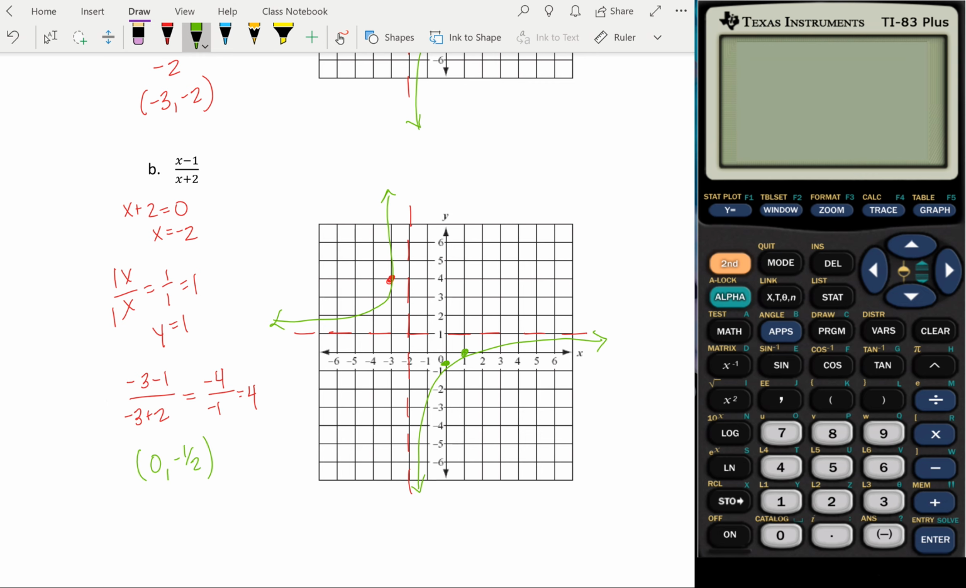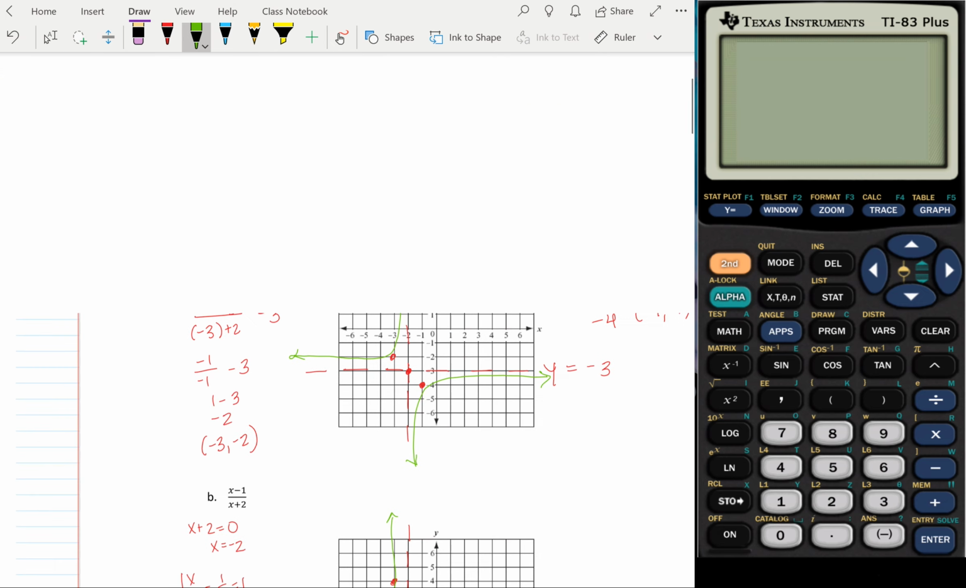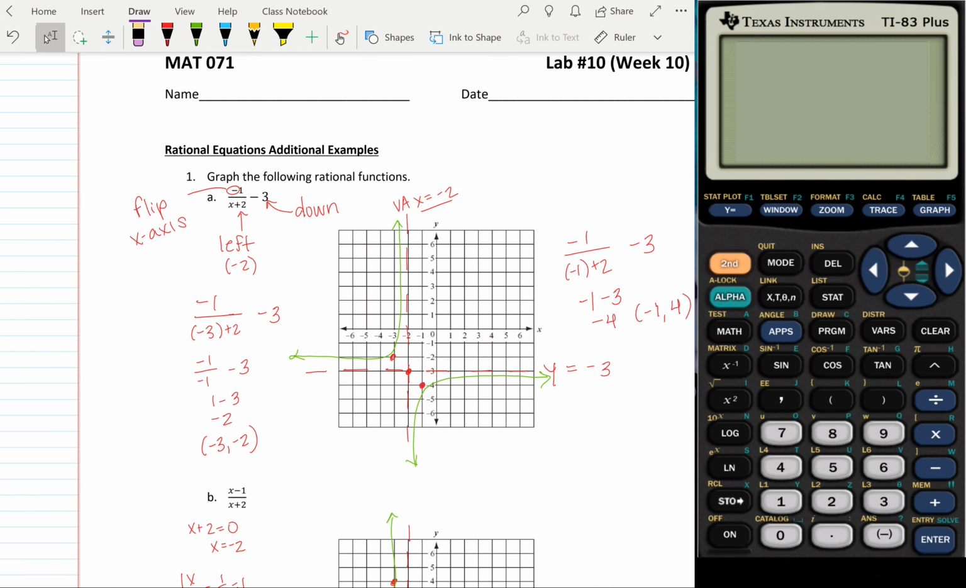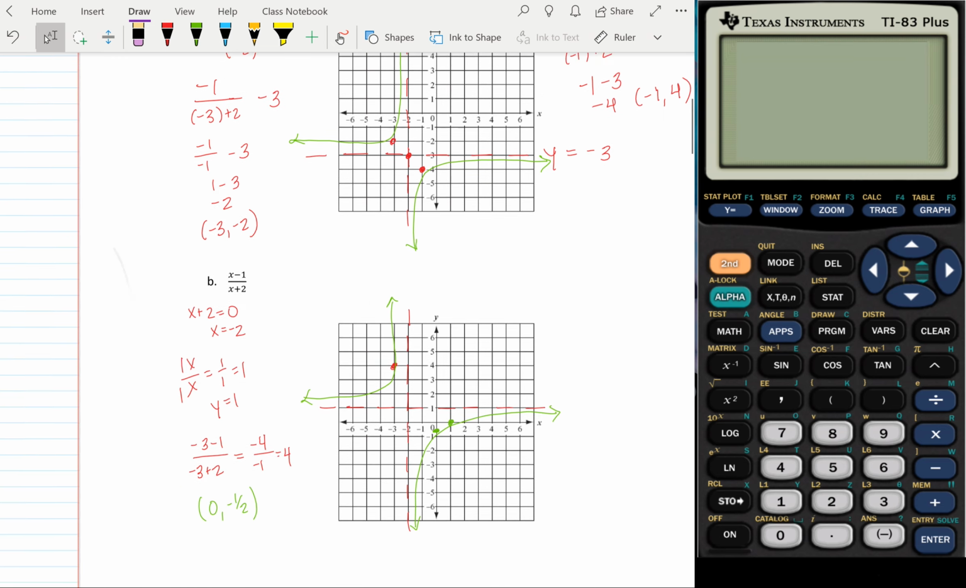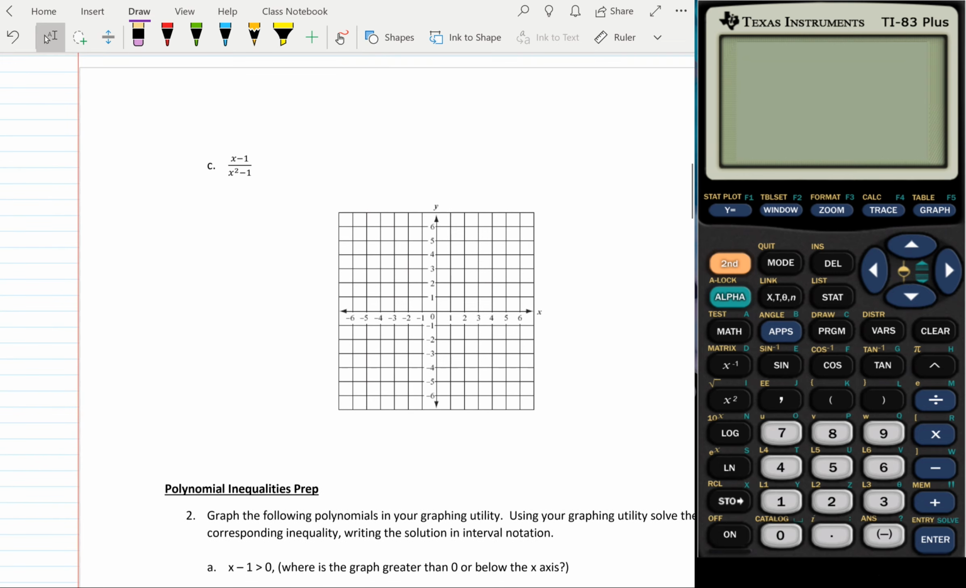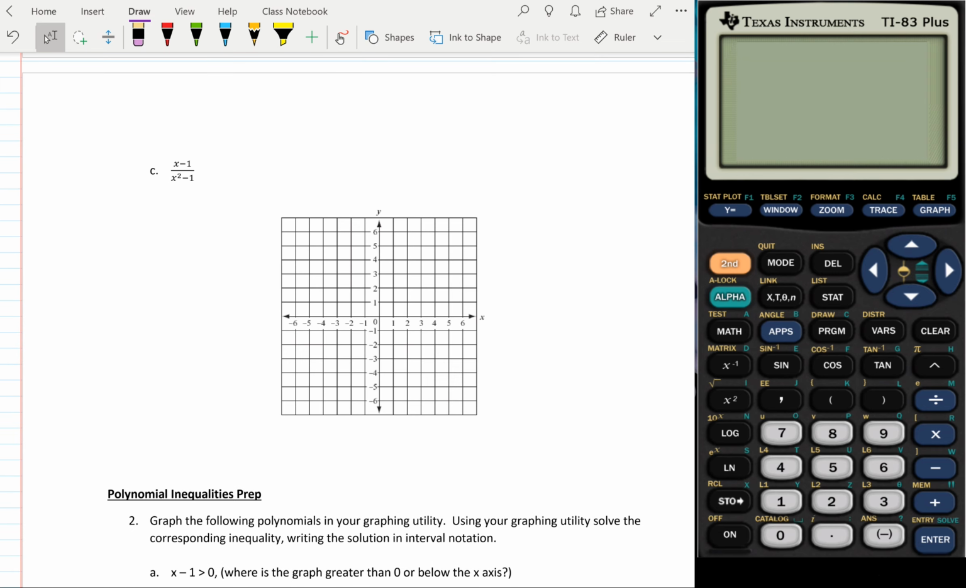So I like problems like A. A is nice and simple. I know how to do the flips. I know how to do the shifts, up, down, left, right. And then I just, again, choose a point from the left and the right of the vertical asymptote, and you just figure out what quadrant it's located in. All right, for C.